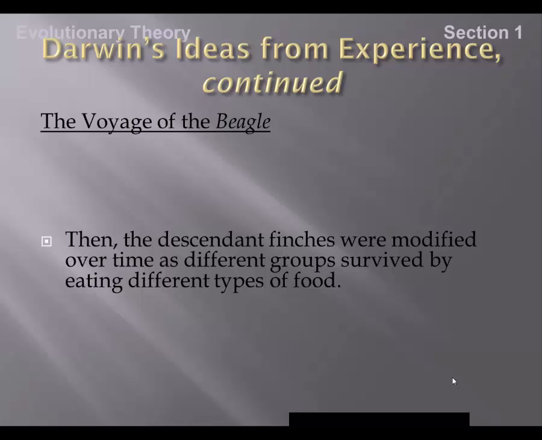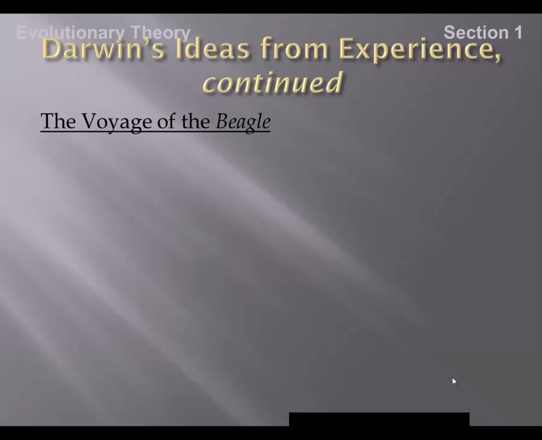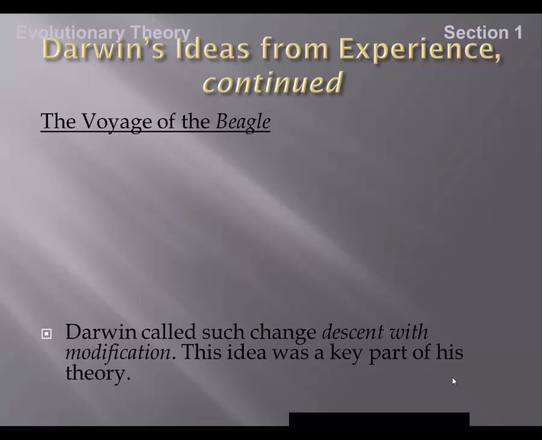So if you had a thicker beak and there were more nuts available, that species, or that individual, would be able to survive better, and therefore it would have offspring with similar characteristics. He called this change descent with modification, and it was the major idea behind his theory.